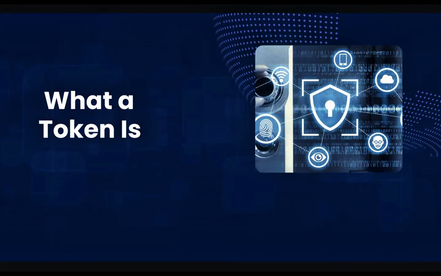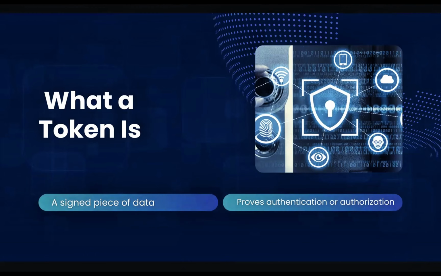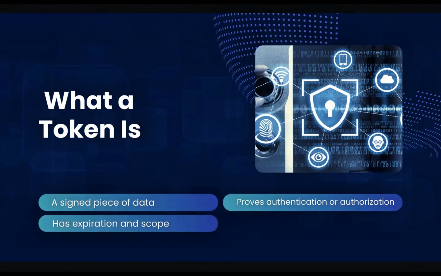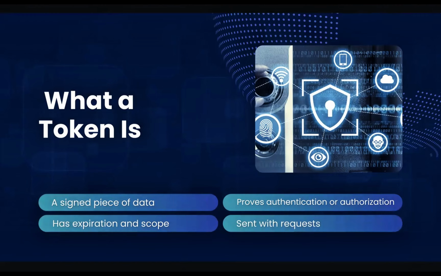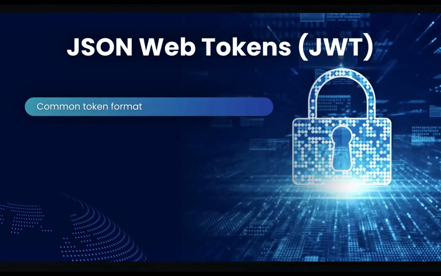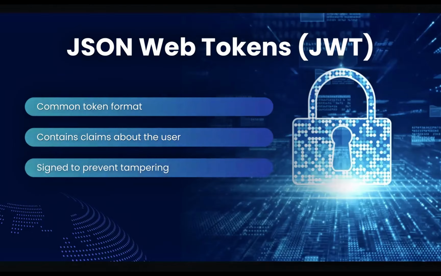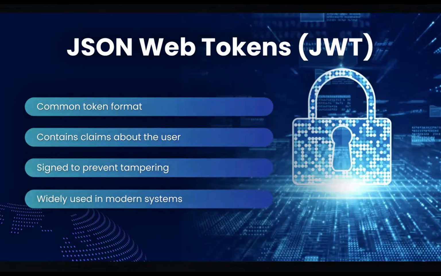Now let's consider a token. What is a token? A token carries proof of access. They are signed pieces of data. They prove authentication or authorization. They include expiration and scope, and they are sent with requests. Now that we know what sessions are and what tokens are, let's now consider JSON Web Tokens, which we call JWT. It is popularly known as JWT. JWTs are widely used token formats. They contain claims about the user. They are signed to prevent tampering. They can be verified without a database lookup, and they are common in modern systems.